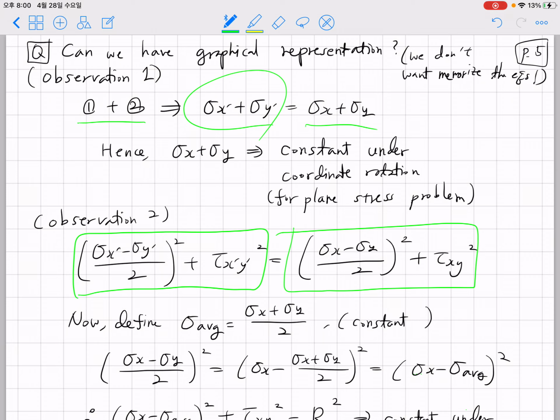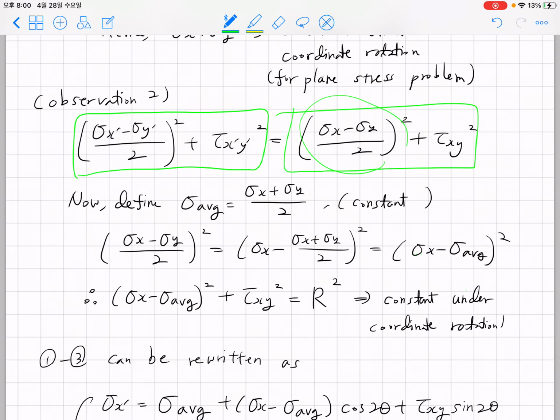So under the coordinate notation we found two conserved quantities: sigma x plus sigma y, and (sigma x minus sigma y divided by 2) squared plus tau xy squared. These two quantities are conserved quantities. If you define an average normal stress as sigma average equals sigma x plus sigma y divided by 2, it will also be constant, or conserved, under the coordinate notation.